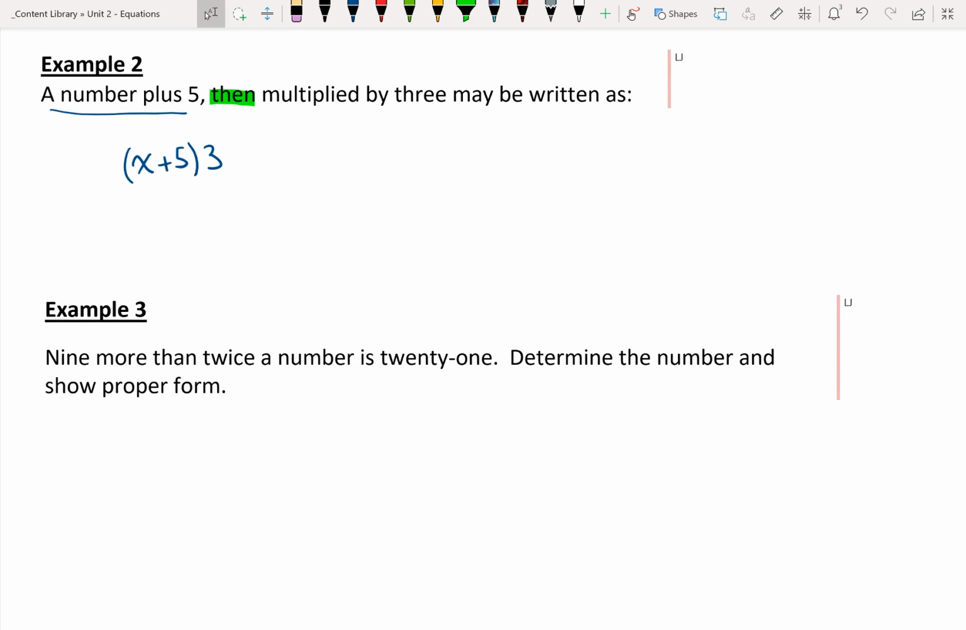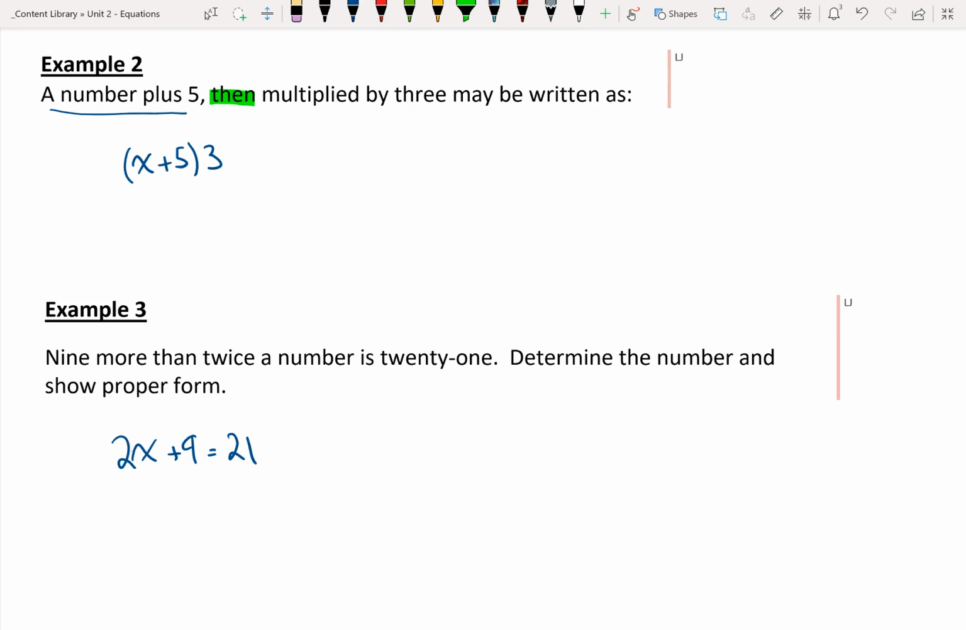And example 3, nine more than twice a number is 21. Determine the number and show proper form. By showing proper form, I just mean show your work. So 9 more than twice a number is 21. So if we want to write this out, 9 more than twice a number. That's saying if we take a number, let's say x, and we multiply it by 2, if I add 9 to it, it equals 21. So here is my mathematical equation for that word problem.